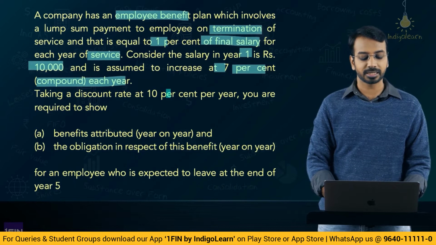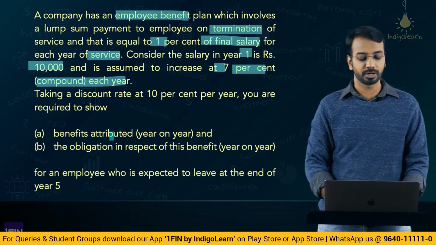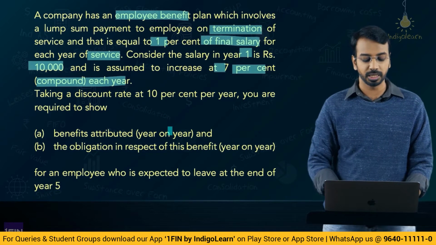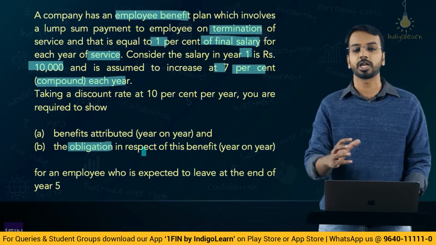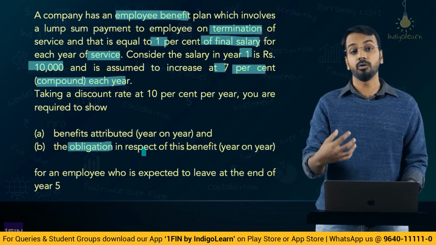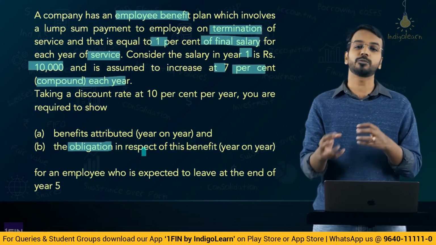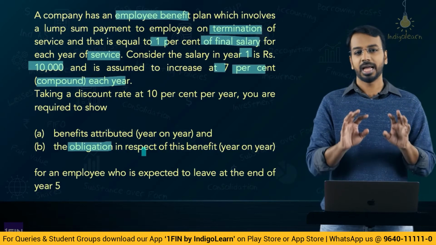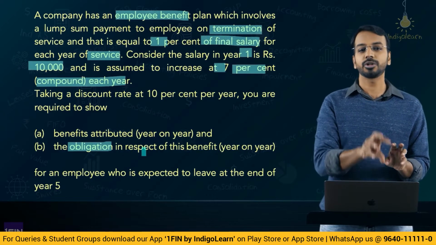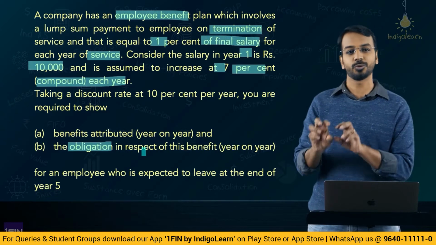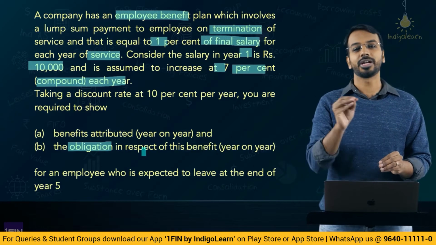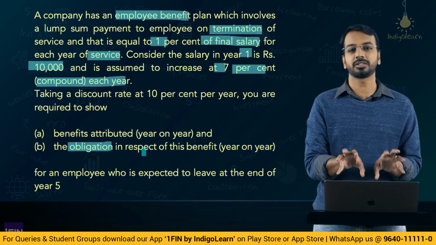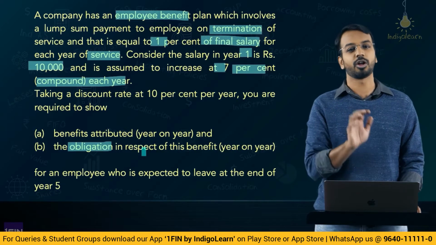Then taking a discount rate of 10% per year, you are required to show benefits attributed year on year, the obligation in respect of this benefit. Now, when we say obligation, we are basically talking about the liability, right? Now, what we will do is, we will see how much is payable at the end of year 5 and how do we apportion that payment to each of those years. That is what we need to understand. That is a fundamental thing that you need to understand for defined benefit plan. If you are thorough with this concept, remaining related concepts will not be a challenge.